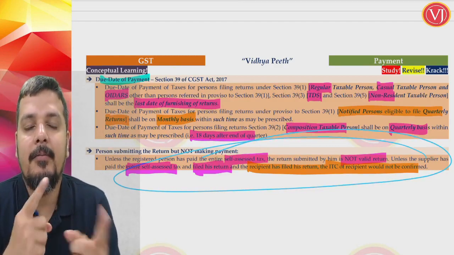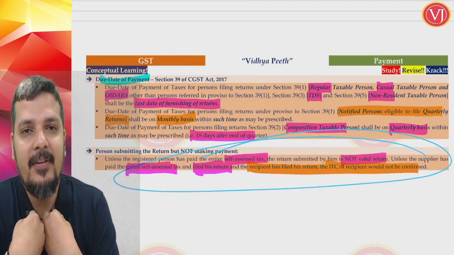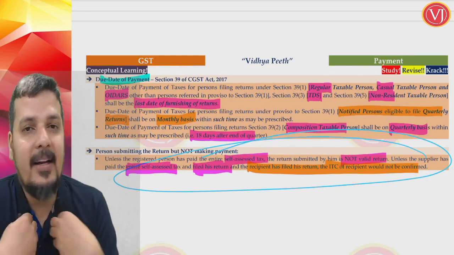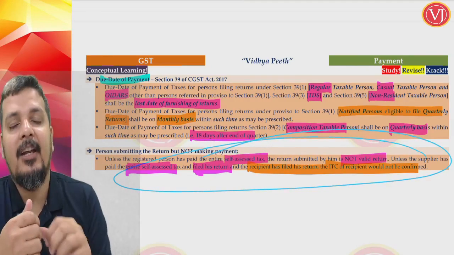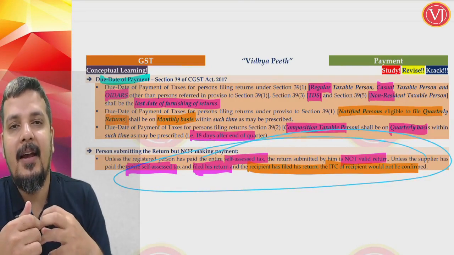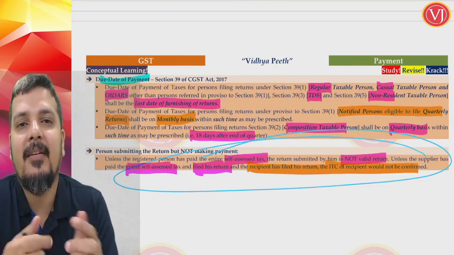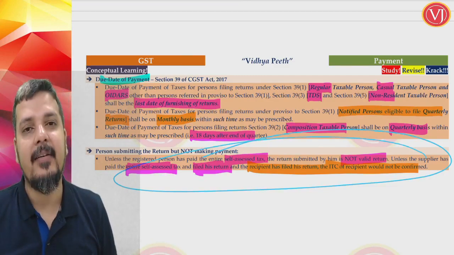So it is disturbing both. If as a supplier I am not making the payment of self-assessed tax, I cannot file my return. That is my problem, because I am not paying and so I am not able to file my return. Not only is it affecting me, if I am not paying the tax and not filing my return, my customers, my recipients, are not in a position to claim the input tax credit. So that is given here.